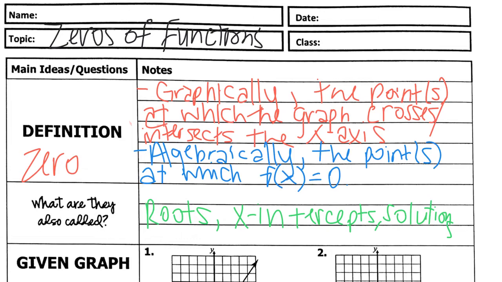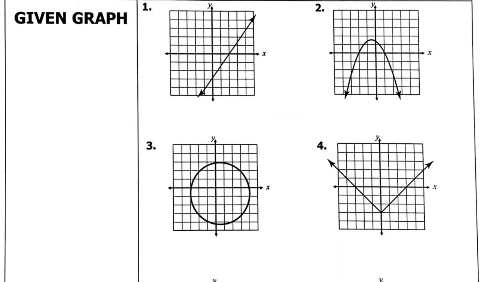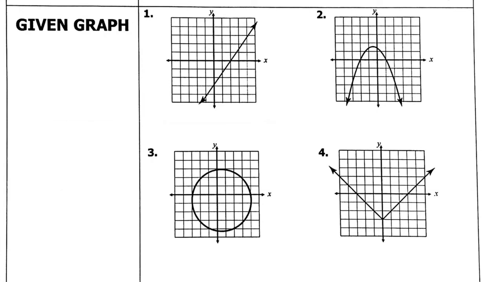So we're going to look at a couple of examples. The first type of example is when we have the graph. If we look at these examples, we are always just looking at the x-axis, trying to see exactly where it crosses that x-axis. So if we look here, this linear function only crosses the x-axis at one point, and that is the point where x is equal to 2. So our zero is x is equal to 2.